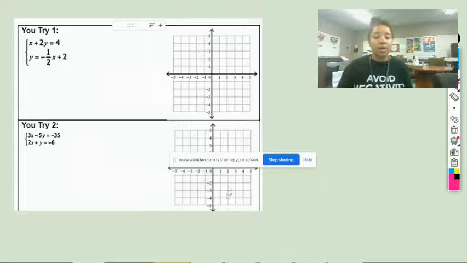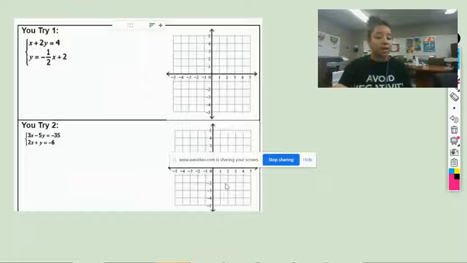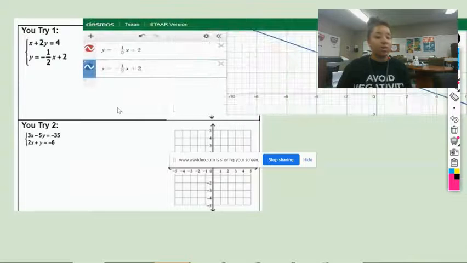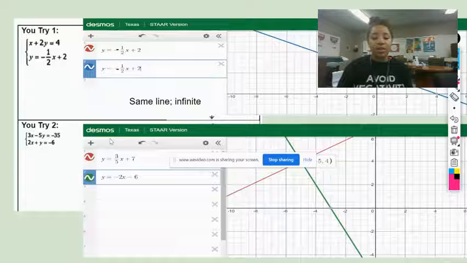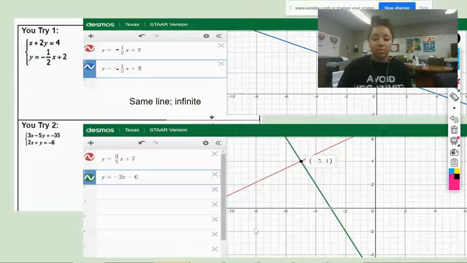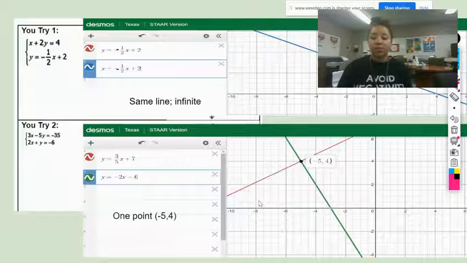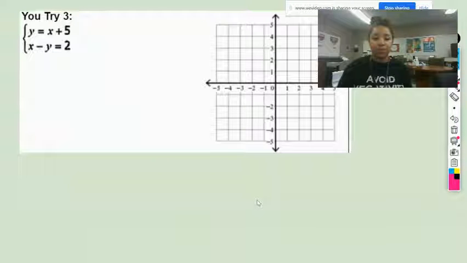So now you're going to try these. So pause it. I want you to get the Desmos calculator and try them out. You're going to have to put these in y equals though. Okay, so once you've done that, you see that this is in y equals, and these would have infinite solutions because they're the same. So this would be infinite solutions. You put these in y equals, and then these would have one solution. And that'd be negative 5 and 4.